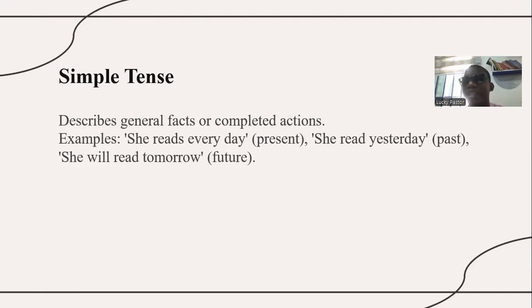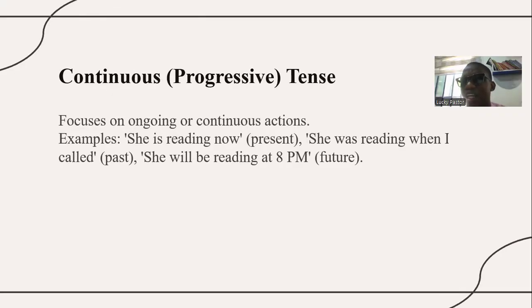Examples. She reads every day. This is the simple present tense, giving you an idea of an action that happens regularly. She reads every day. Then we have, she read yesterday. That's a simple past tense. She read yesterday. Simple past tense. Then we have, she will read tomorrow. The future tense, simple future tense. These are the simple aspects of the three tenses in English. Now let's proceed.